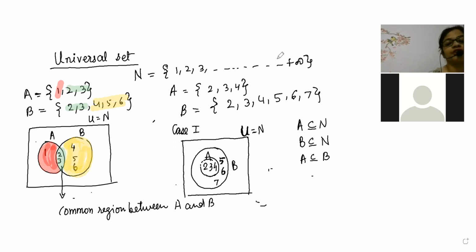I hope my children understood this part. Quickly tell me beta, did you understand this section where you have to understand the common one? The common one between 2 and 3. See, 2 and 3 is the common one. So we have taken 2 and 3 together. And this is the in between. In between means the common region. The common region is 2 and 3.